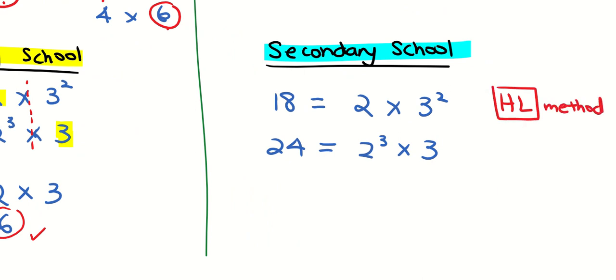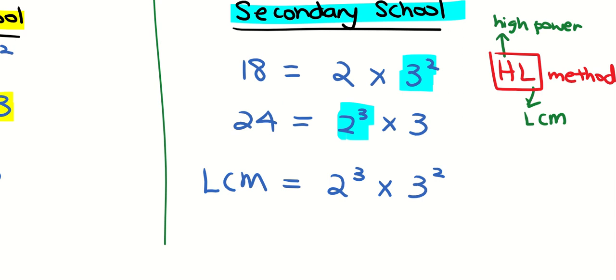But in this case, what does HL mean? HL means take the highest power for LCM. So that's the HL method. So, highest power between 2 and 2 cubed. Which is the highest power? 2 cubed, right? Key in calculator, you also have 72.